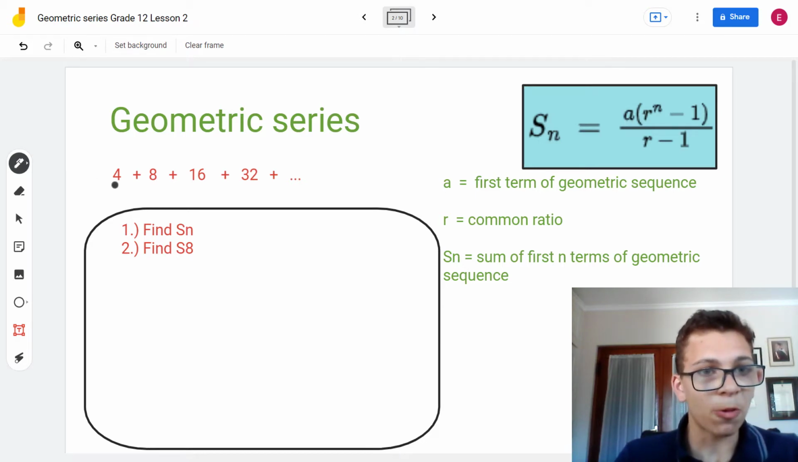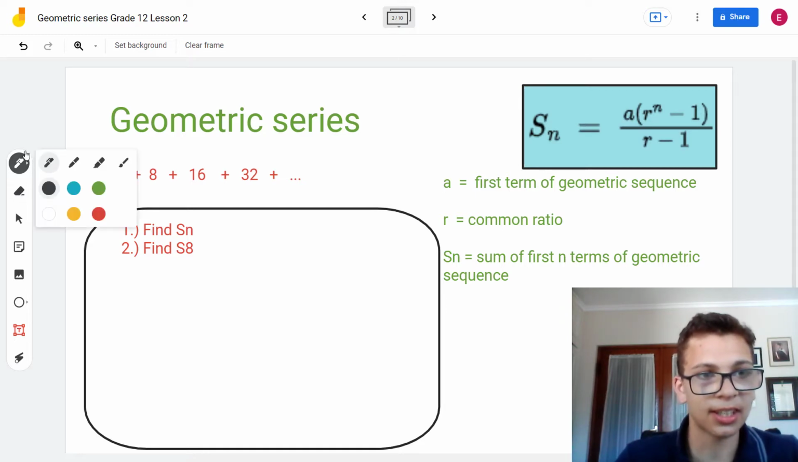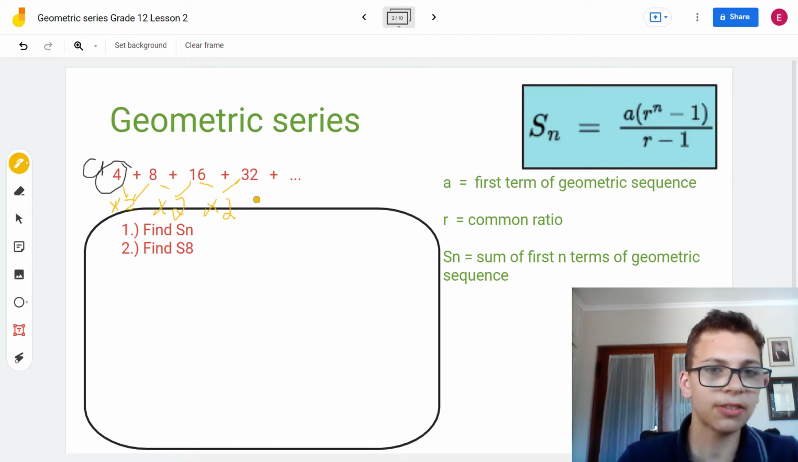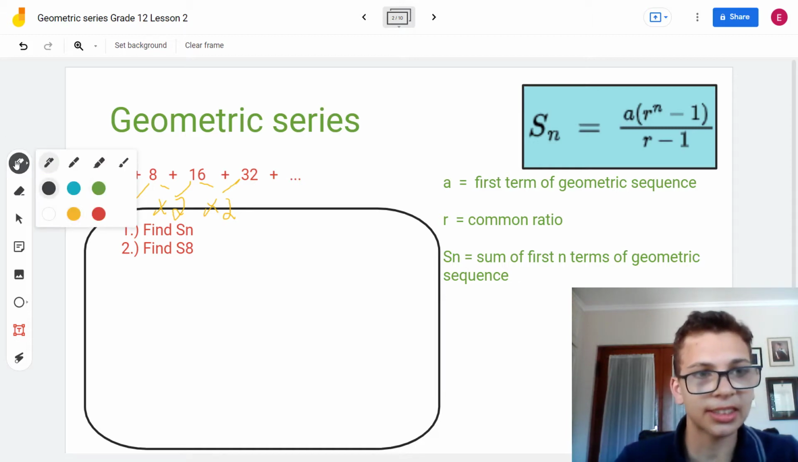As you can see here, we have 4. So 4 will be our first term, which is A. Then what will be our common ratio? Well, the common ratio will just be 2 because each time we are timesing by 2. From 4 to 8 we're timesing by 2, 8 to 16 we're timesing by 2, and 16 to 32 we are timesing by 2. So there we have R equals 2 and A equals 4. If we want to do the questions, find Sn.